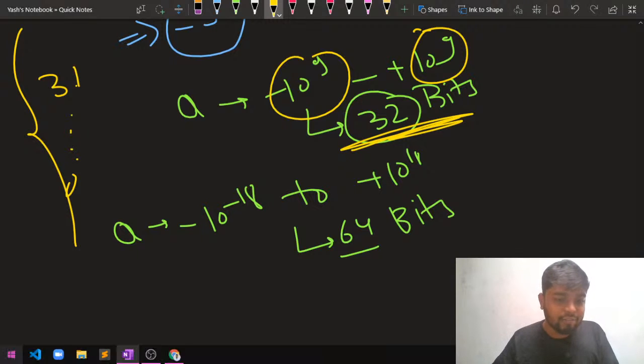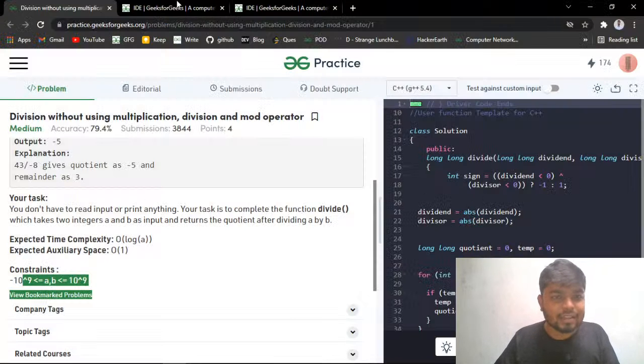Everyone agrees on this? After this, what I can do is, let's move back to the code part.